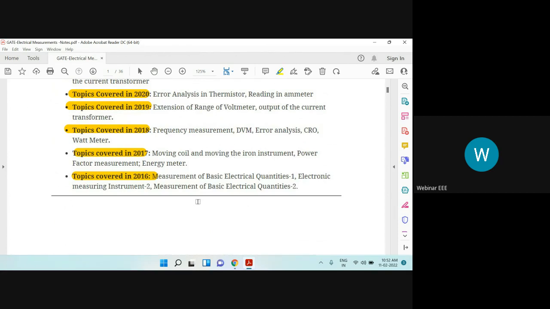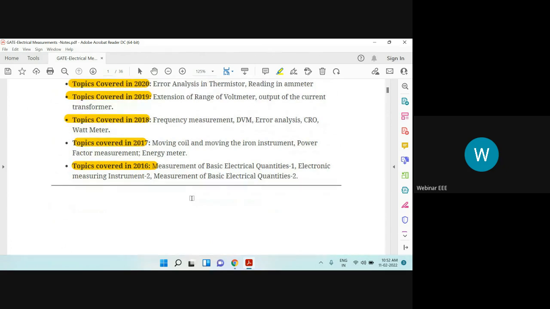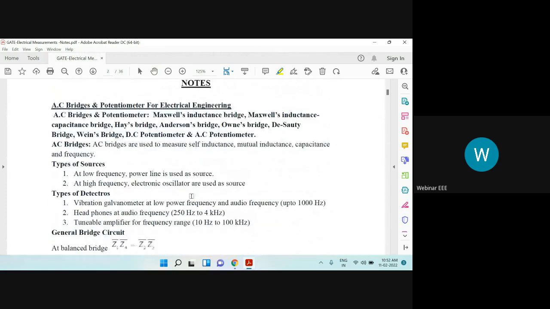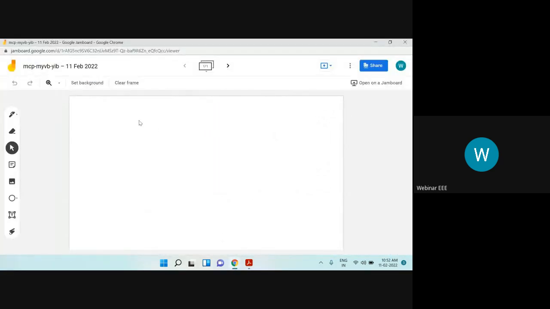Based on the coverage of questions in this subject, in today's class we are going to discuss bridges and potentiometers. So let me open the Jamboard. The subject we are going to learn in today's class falls under the stream of electrical engineering. The subject name is electrical and electronic measurements.